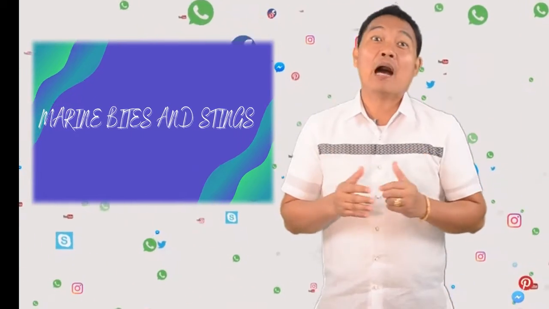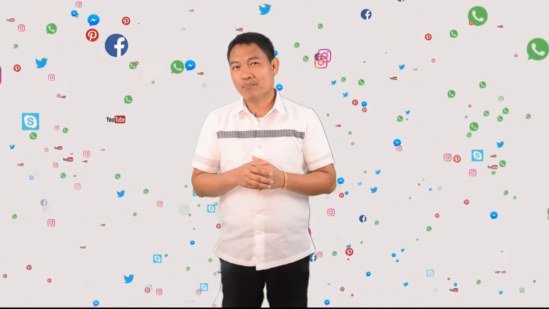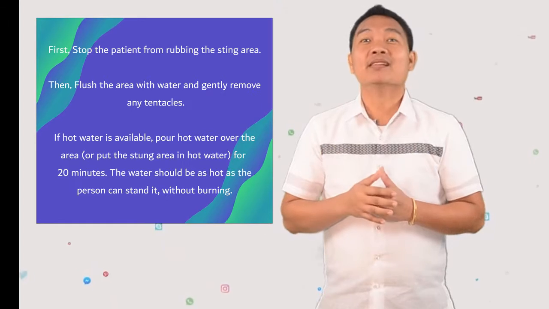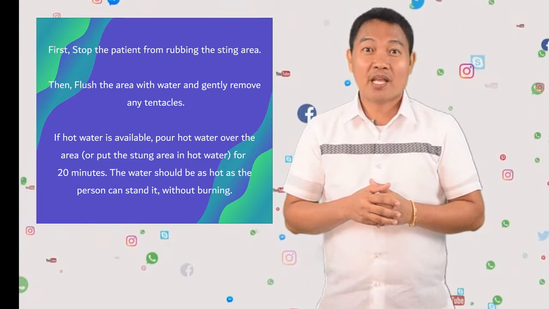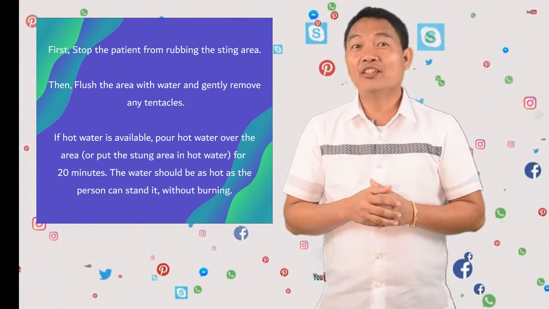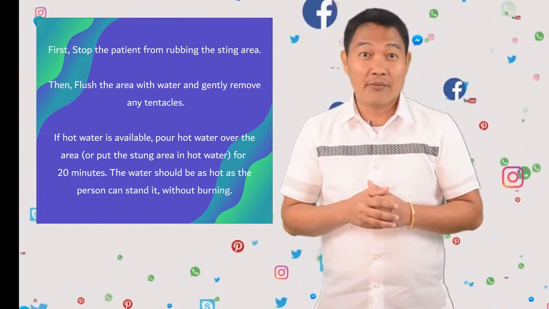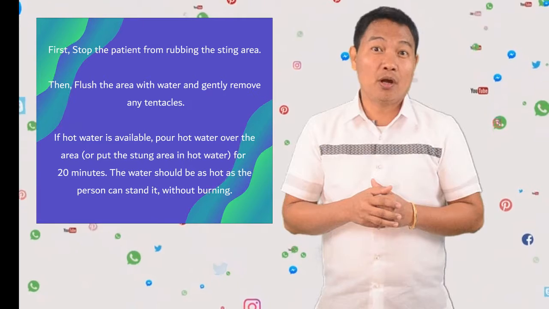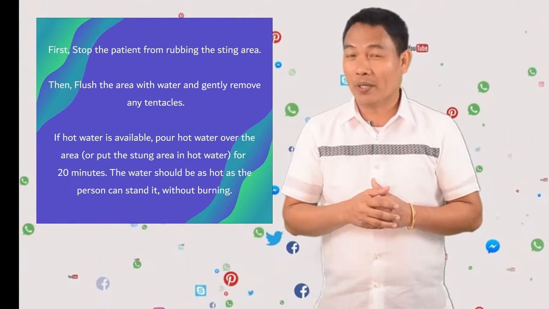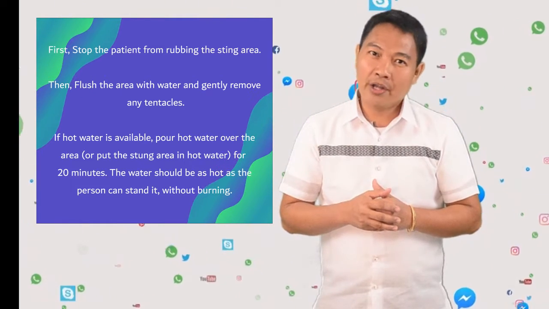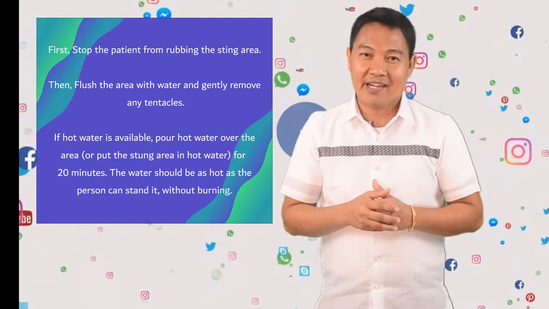Number 5. Marine bites and stings. How can you help? First, stop the patient from rubbing the sting area. Then, flush the area with water and gently remove any tentacles. If hot water is available, pour hot water over the area or put the stung area in hot water for 20 minutes. The water should be as hot as the person can stand it, without burning.